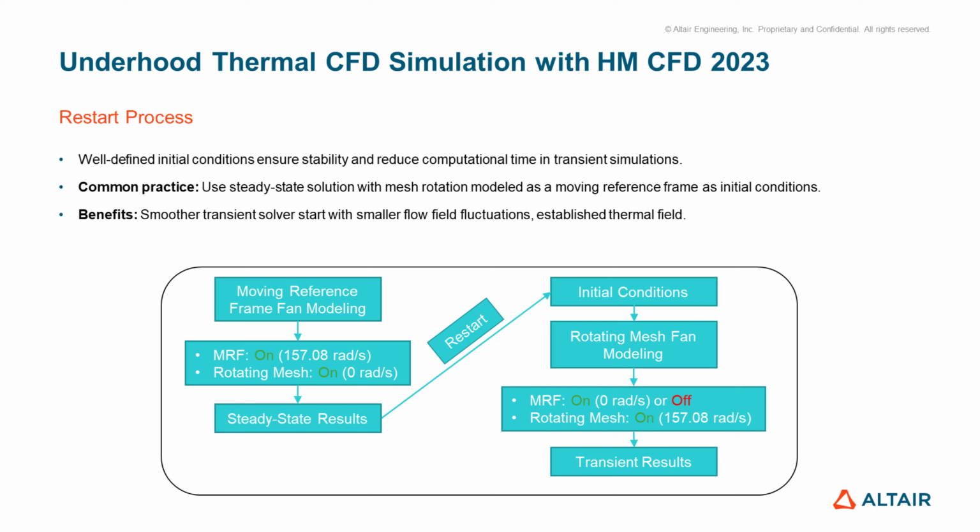A set of well-defined initial conditions is required to ensure the stability and the reduction of computational time of the transient simulation. A common practice in problems involving mesh rotation is to use the steady-state MRF solution of the problem as initial conditions. Thus, the transient solver in the starting time steps of the solution resolves significantly smaller fluctuations or gradients of the flow field, as it is in an already evolved state. Furthermore, in this case, the thermal field has also been established using the steady-state simulation, which often requires significantly longer physical time than the flow field.